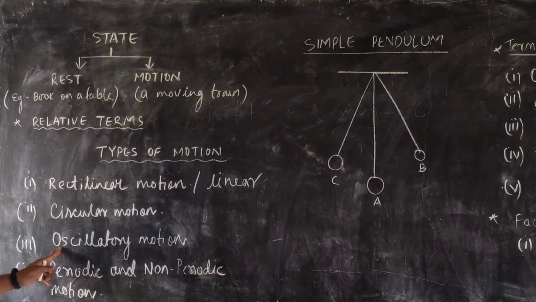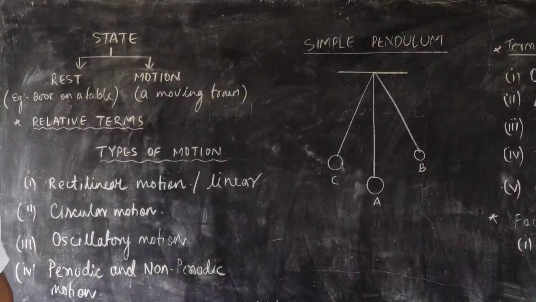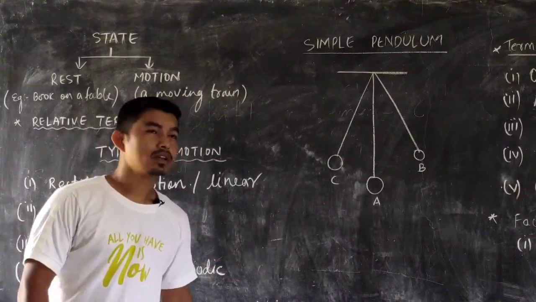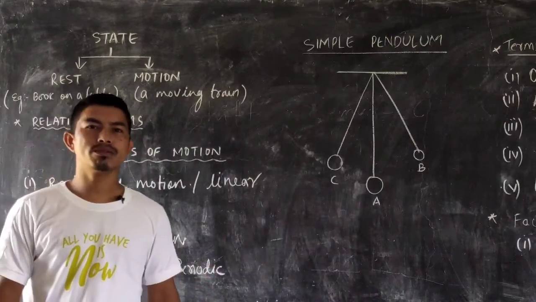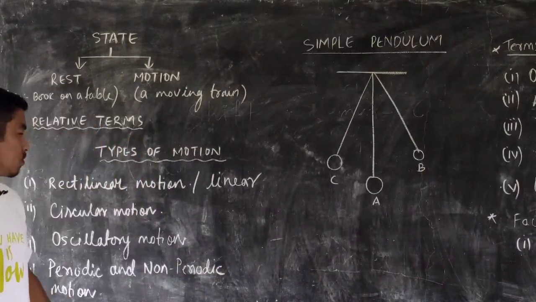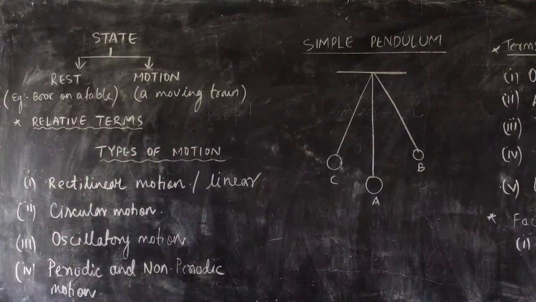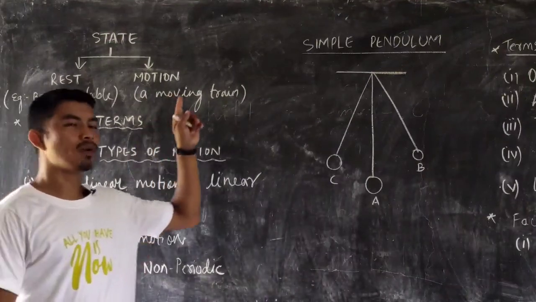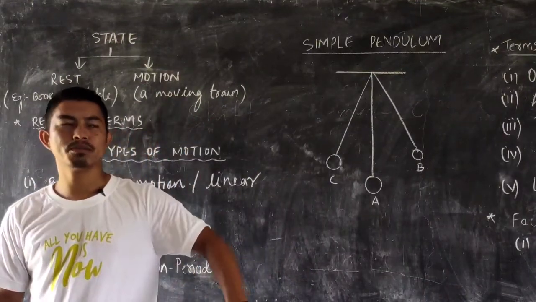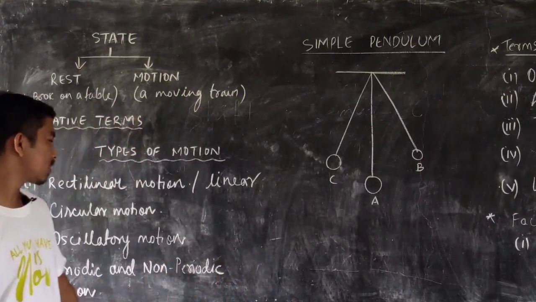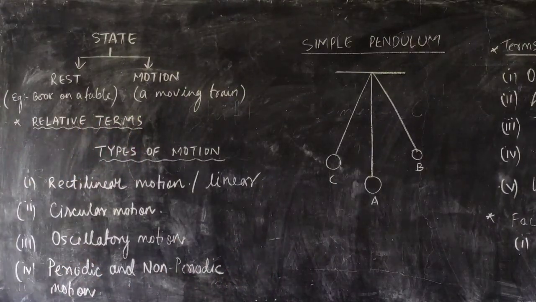Then comes the oscillatory motion. Oscillatory motions are those in which the object moves to and fro rapidly. Such motions are said to be oscillatory motion. For example, a wall clock. Some wall clocks have a pendulum which swings. Such kinds of motion are known as oscillatory motion.